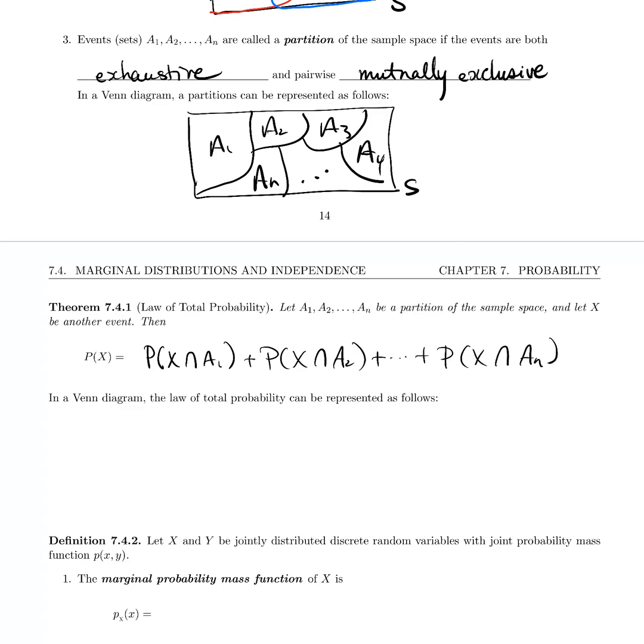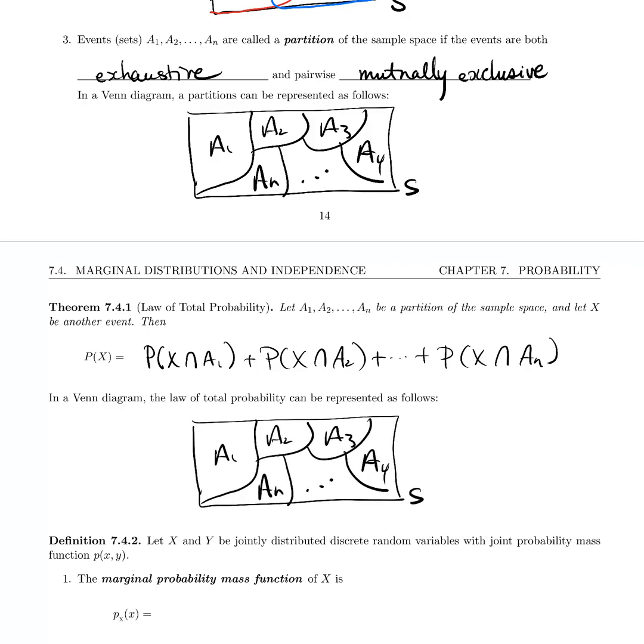If we want to represent this in a Venn diagram, we can take our partition from before and add in another set X on top of it. If we've got this event X here, the law of total probability is saying that to get the total probability, you can just add up the little pieces because they don't overlap. The probability of X intersect A1 is there, and the probability of X intersect A2 is there, and A3 is there, and so on. By adding together all these disjoint little pieces, you end up getting the entire probability of X by intersecting with each of the elements of the partition.